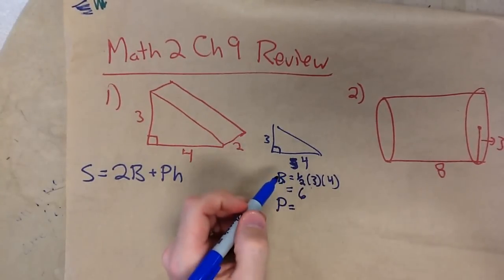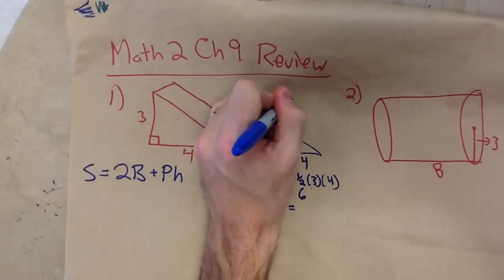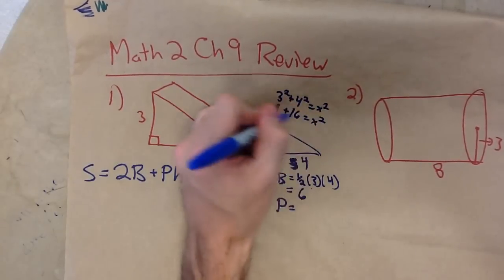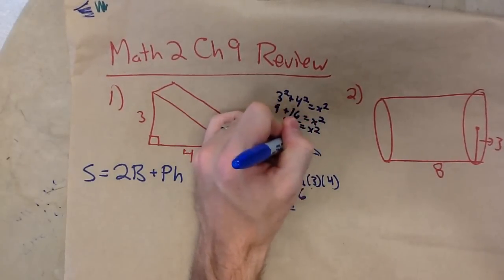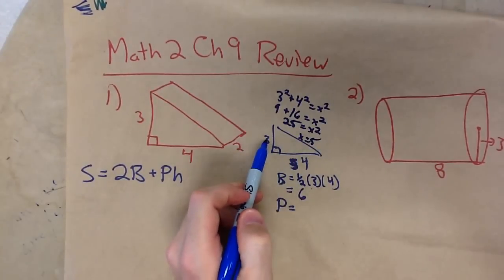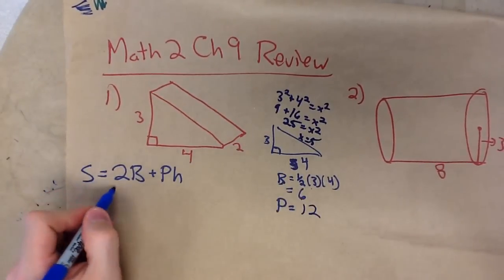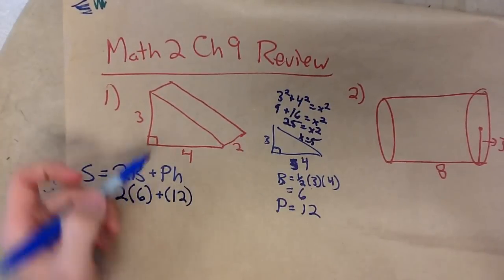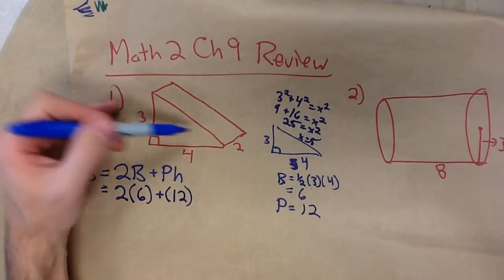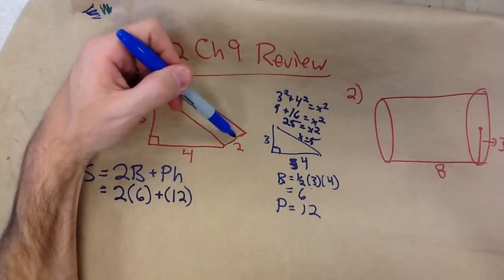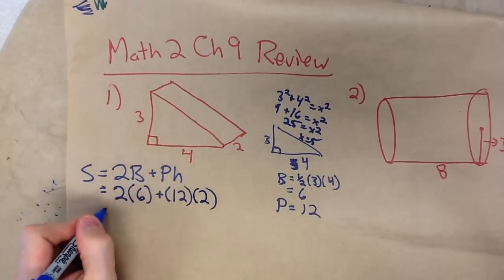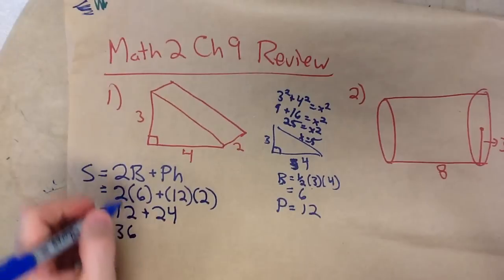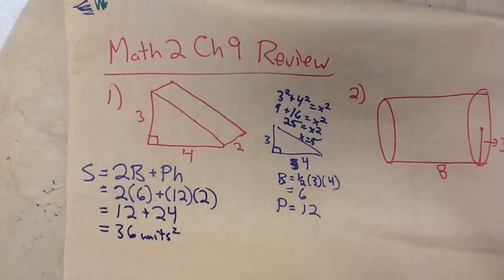The perimeter, we're going to need to add up all the sides. By using Pythagorean theorem, we get that the third side in this triangle turns out to be 5. So your perimeter is 5 plus 3 plus 4, so that is 12. So we have 2 times 6 plus the perimeter of 12 times the height. Be careful, don't make the height 3. You want to make the height the depth or the distance between the bases, and that's going to be 2. So I get 12 plus 24, that equals 36, and it's units squared.